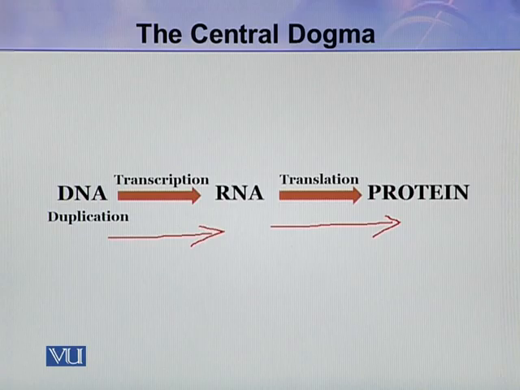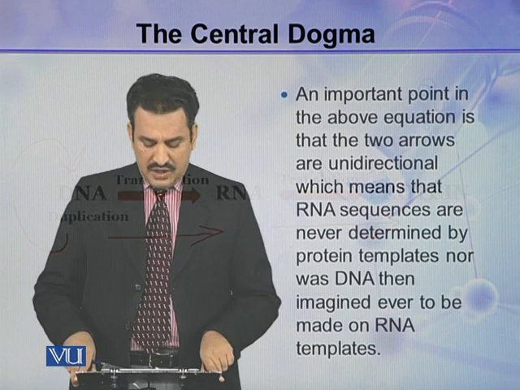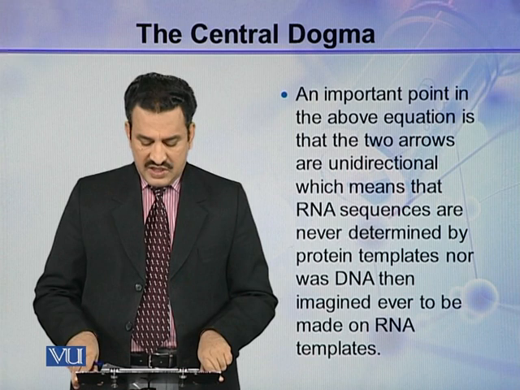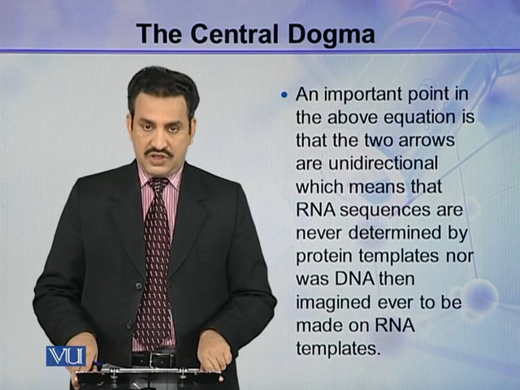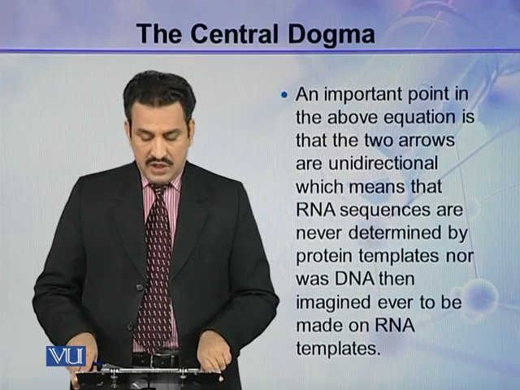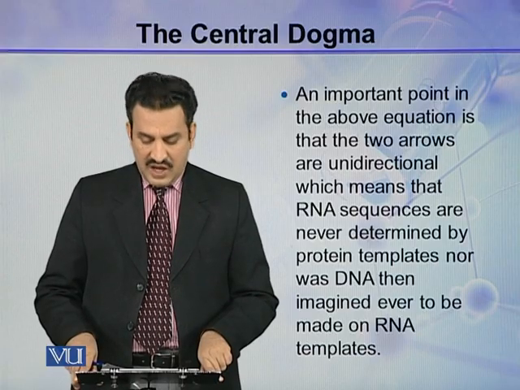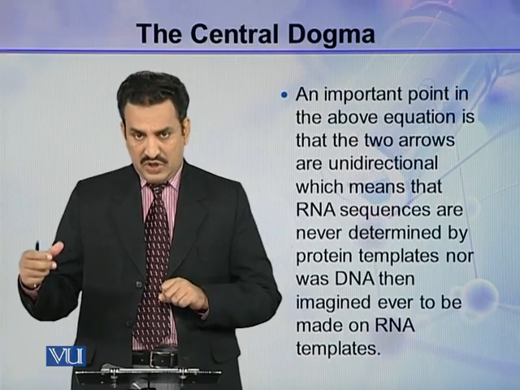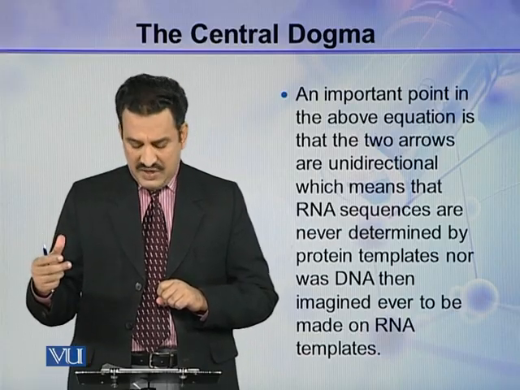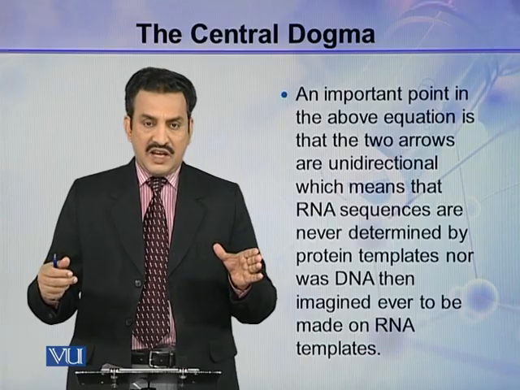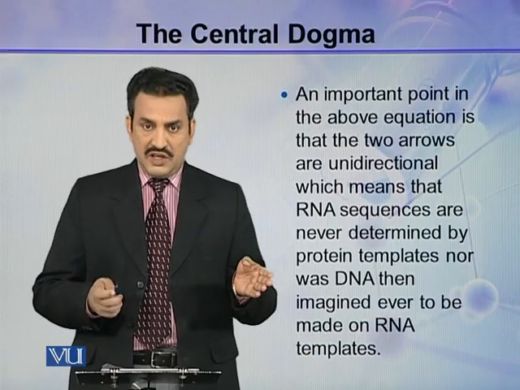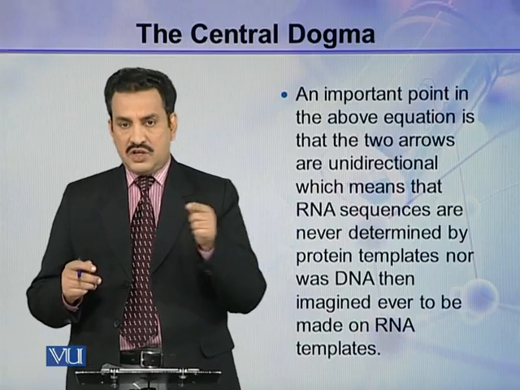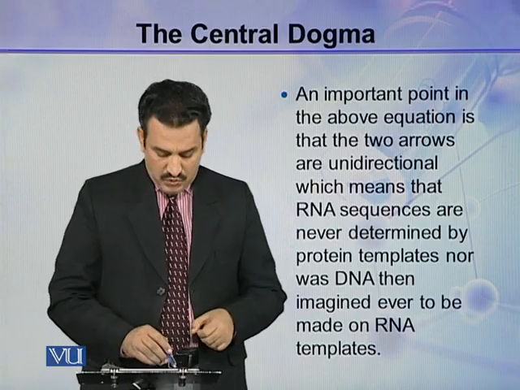However, for the replication, or for the cell division, the DNA must be copied, and the direction is like this: pre-existing DNA to new DNA. An important point in the above equation is that the two arrows are unidirectional. This means that RNA sequences are never determined by protein subunits or protein templates. Similarly, protein can never be synthesized from DNA. So that's why the unidirectional arrows are used in this equation.